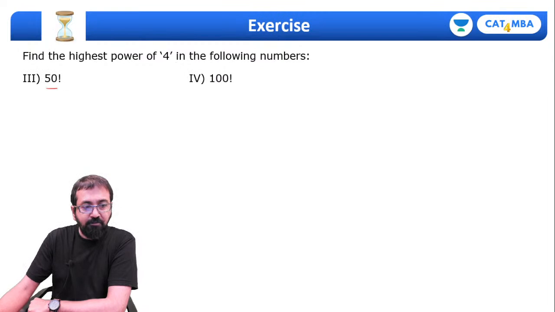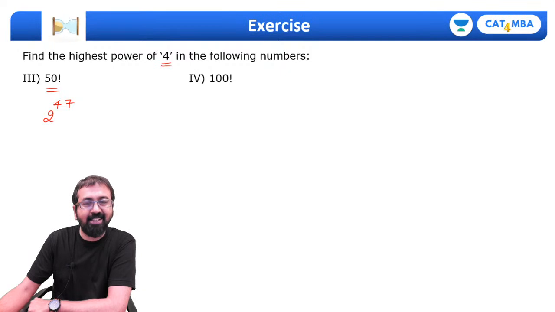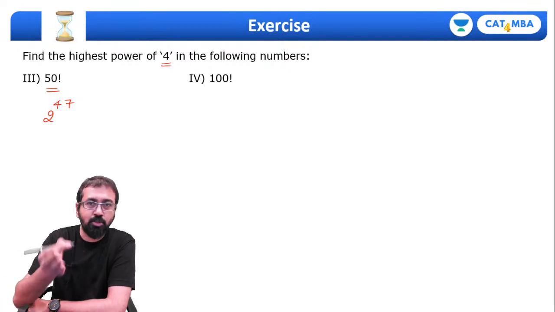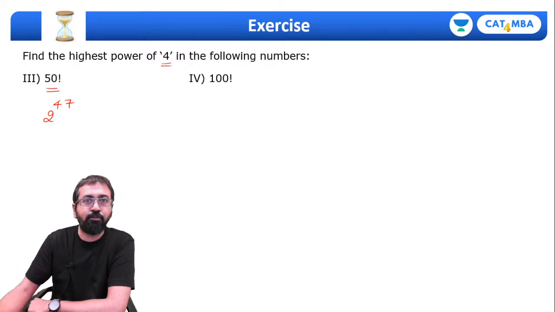Once again, 50 factorial. What is the power of 2 in 50 factorial? It was 47. So 2 raised to 47 completely divides 50 factorial. So what will be the power of 4? Now can I say directly it should be half? So what is half of 47? 47 is an odd number. So take the lower number, 46. So the power of 4 will be 23.